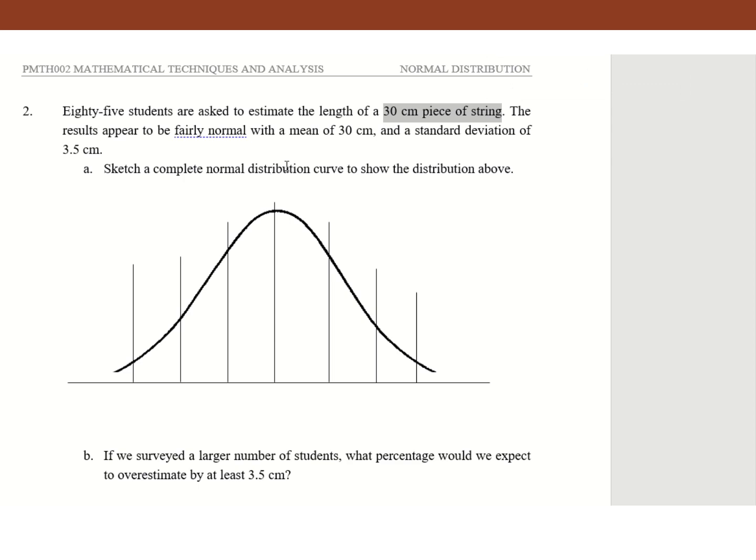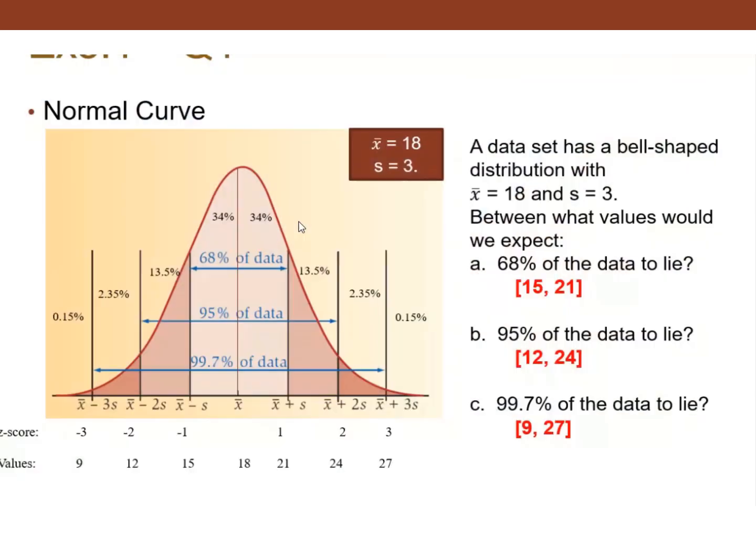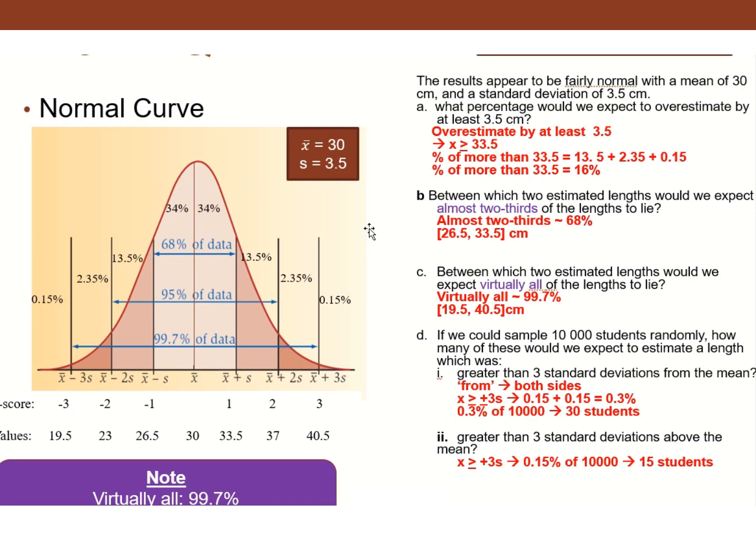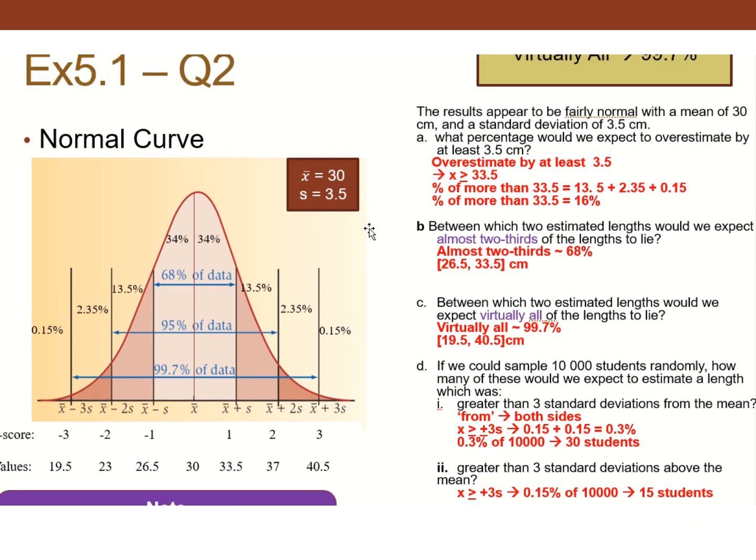So the result is fairly normal. The mean is 30. Standard deviation is 3.5. Fill up the curve. This is what the curve would look like. All right. You have it in your slides as well, okay? But you can pause and play my video as you go along. That's fine. Okay, so this is fairly how it should look like.